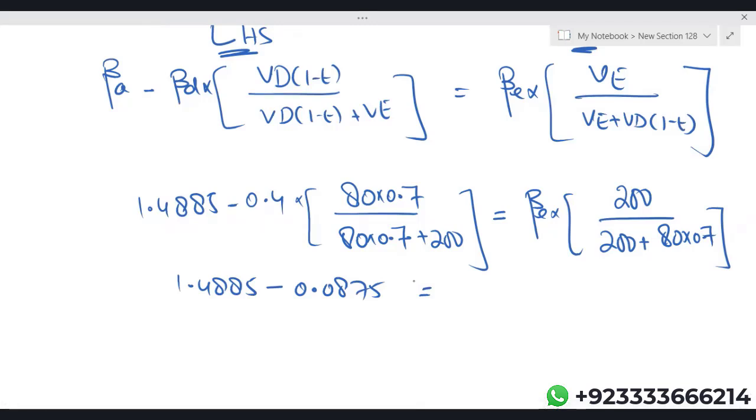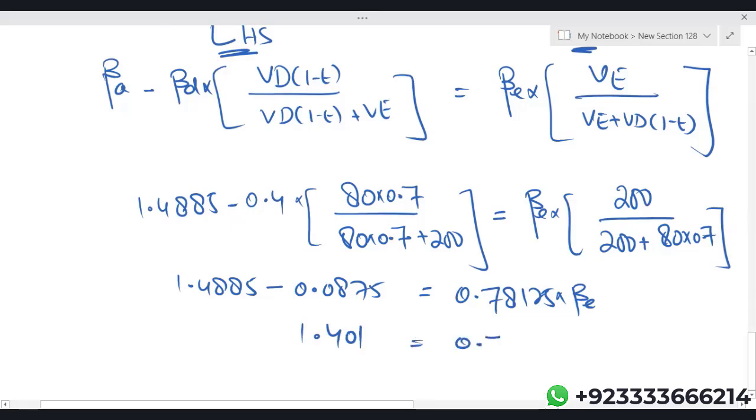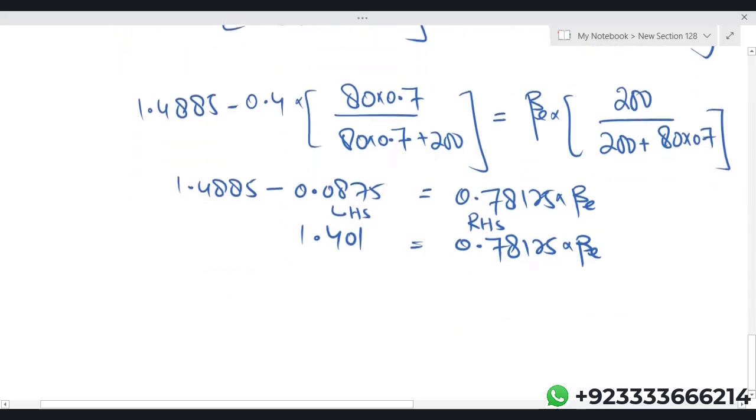Just a minute, I'm getting 0.78125 into beta equity. So 1.4885 minus 0.0875. Now listen carefully. Left hand side, obviously right hand side. So left hand side divided by right hand side will give us beta equity. Simply, left hand side is this, divided by right hand side will give us beta equity.